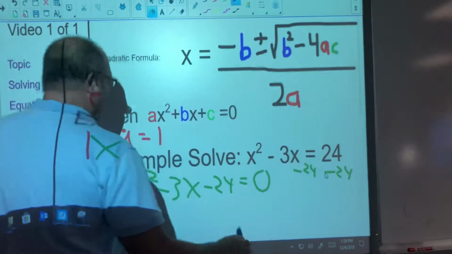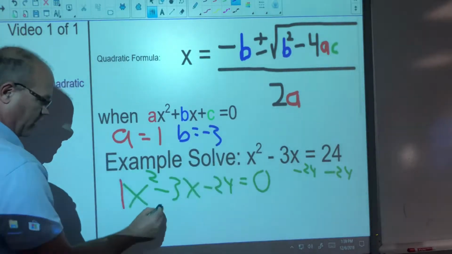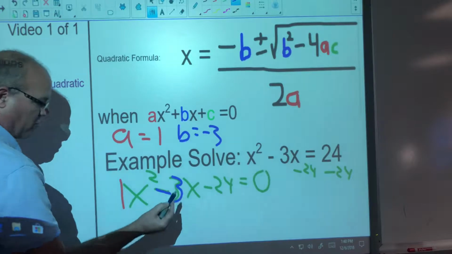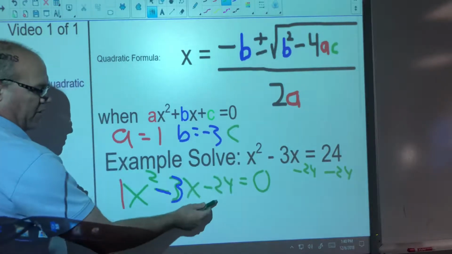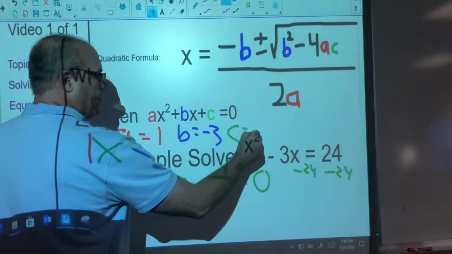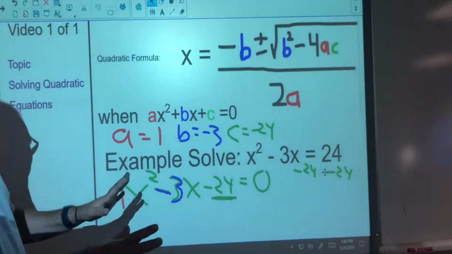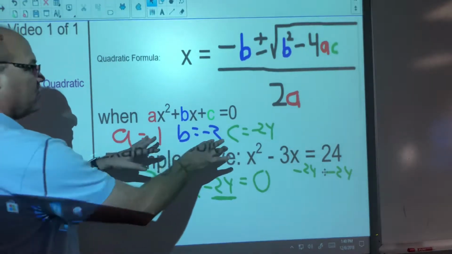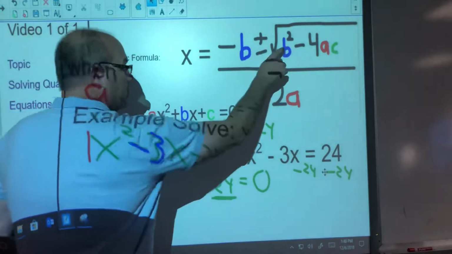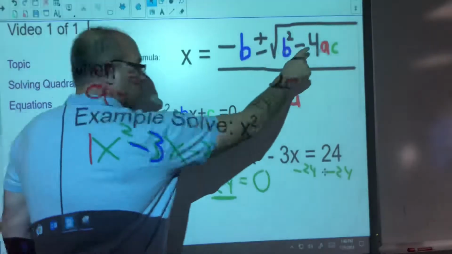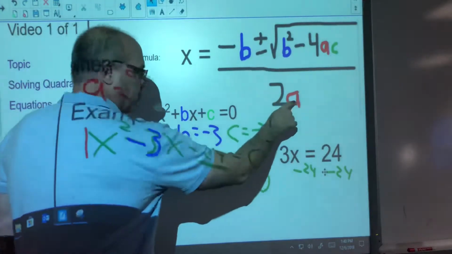All right, our B value is the coefficient of x, so it's negative 3. So the minus 3, that's our B value. And then our C value is just the constant or the number. In that case, it is the negative 24. All right. So now we have our ABCs. Our next step is we simply substitute these values into the formula. So we take that negative 3, to negative 3. We're going to take the 1. We're going to take the negative 24. We're going to take the 1 again.